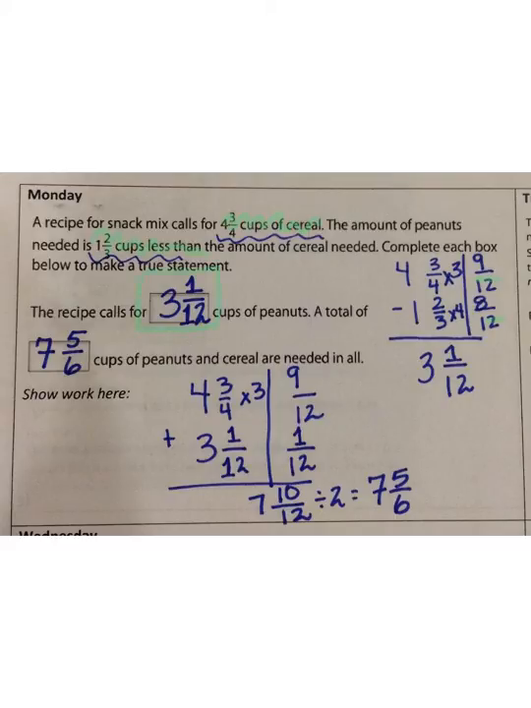So the second part, a total of blank cups of peanuts and cereal are needed in all. So I took the 4 3/4, which is the cereal, and then the 3 and 1/12, which I just found out how much peanuts that was. And then I had a common denominator, it's 12. And then I added my numerators because in all tells me to add. And then I got 7 and 10/12, which reduces to 7 and 5/6.